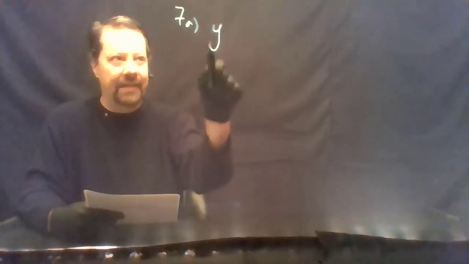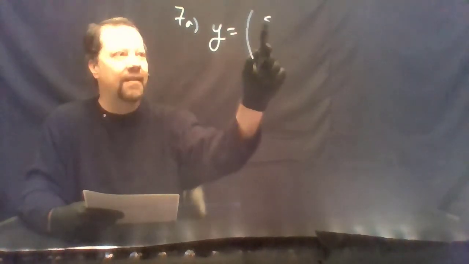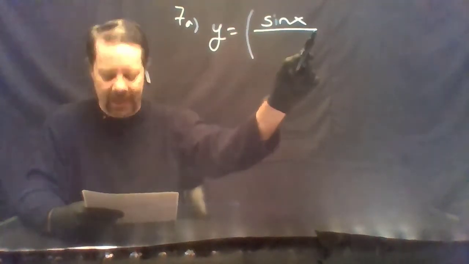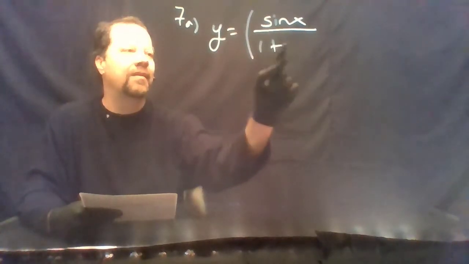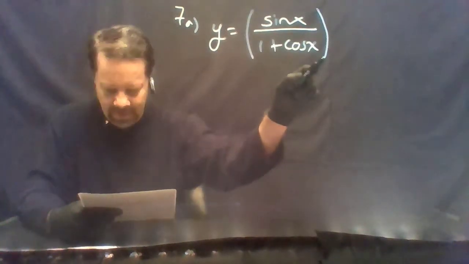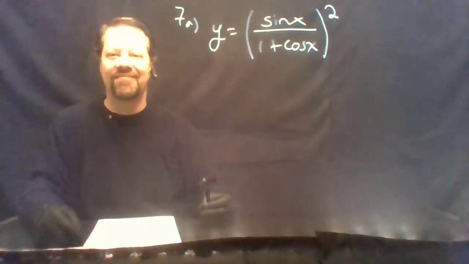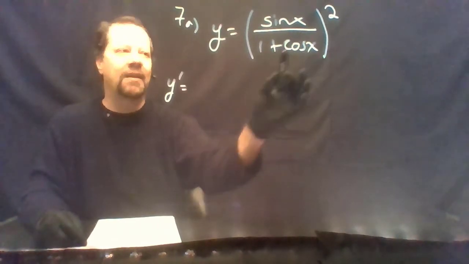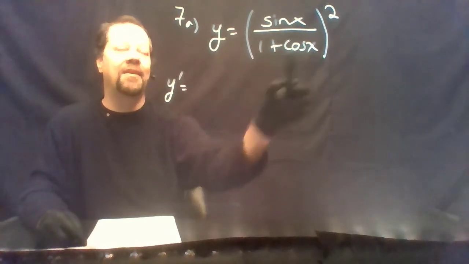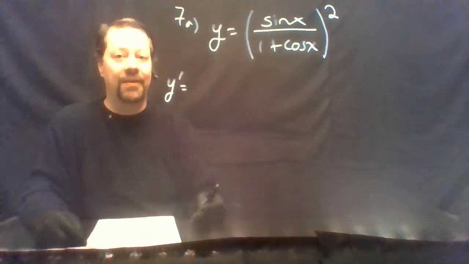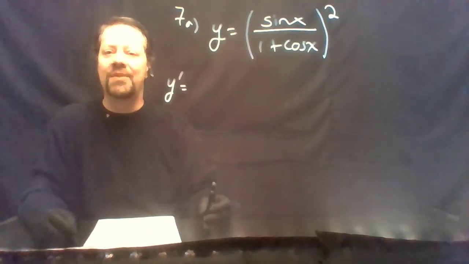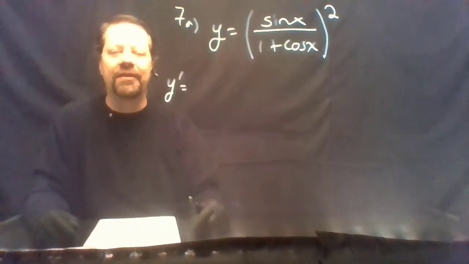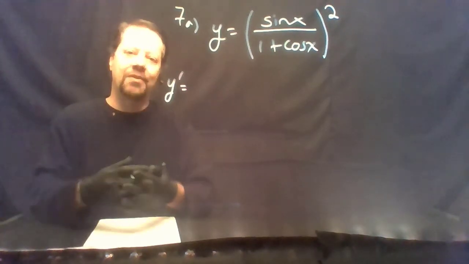On problem 7, I ask you to calculate several derivatives. For 7a, I give you y is the quantity sine x over 1 plus cosine x all to the power 2. We will have to use the power rule and the chain rule and the quotient rule. 3 rules on 1 problem. You can see what I'm doing now. I'm mixing and matching the rules of differentiation in 1 problem so that you have to do multiple things at once.